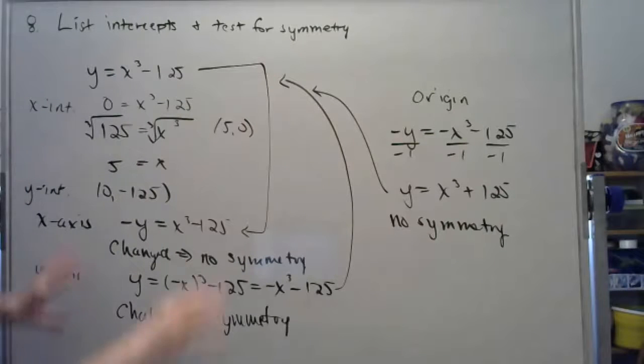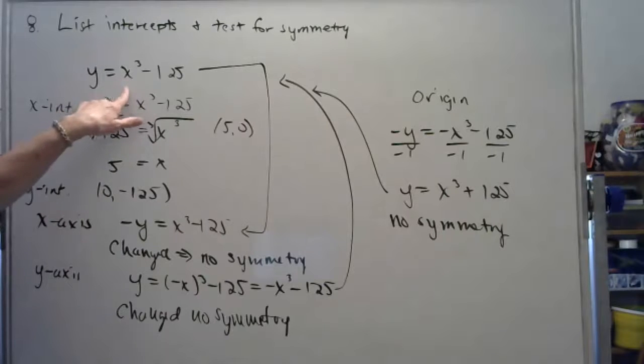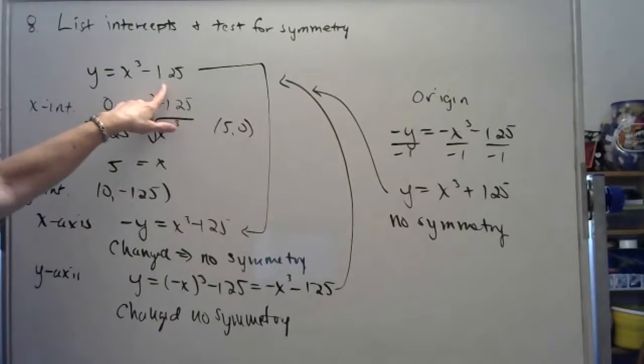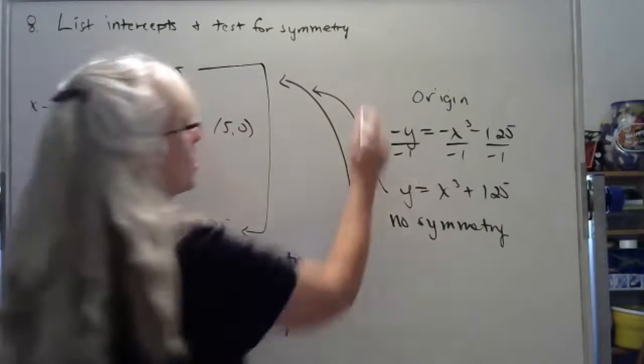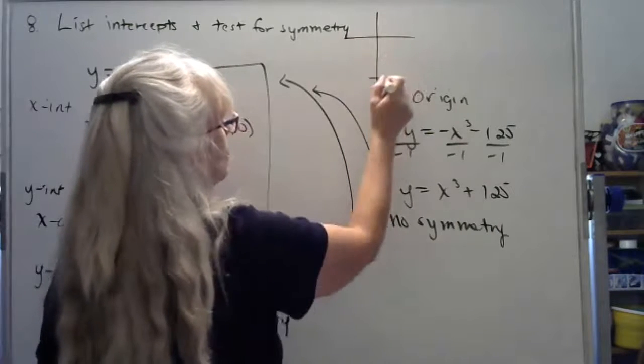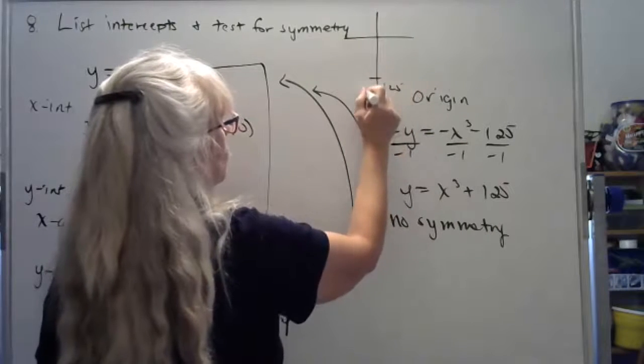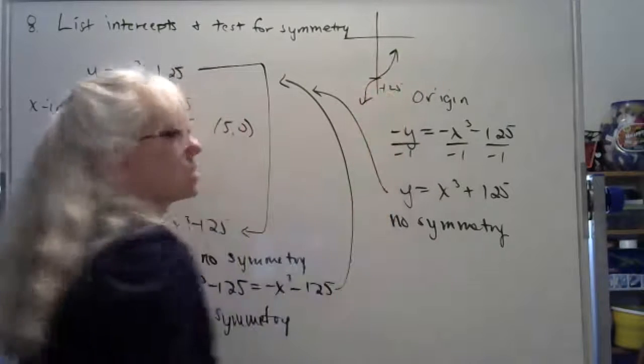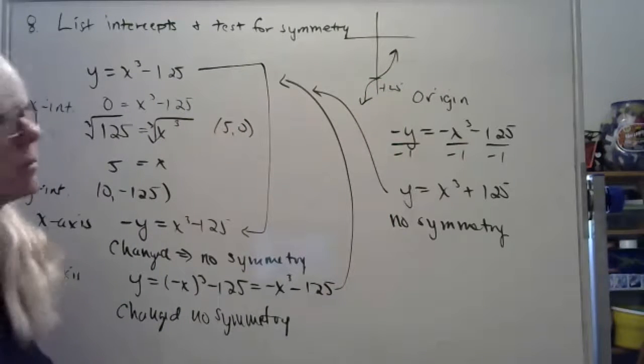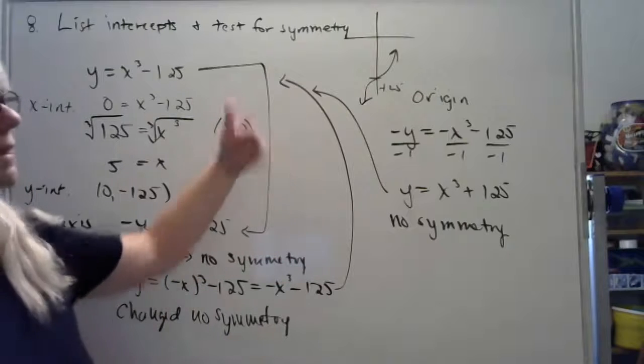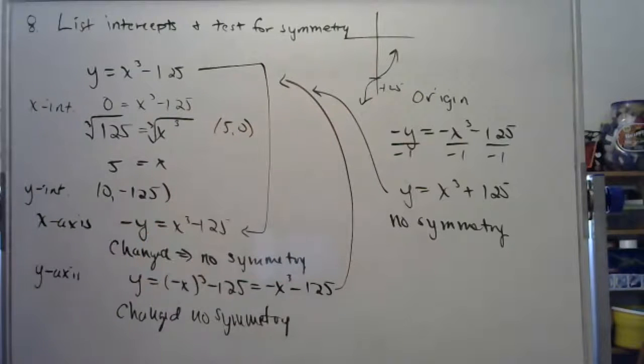Okay, so that's the way ideally you should work the problem, but recognize that this is a cubic function that's been shifted down 125 units, right? So our cubic function shifted down 125 would do this. So we can see from the picture of the graph that it has no symmetry. So that's another way to think about it in terms of finding symmetry. Okay, any comments or questions about that?